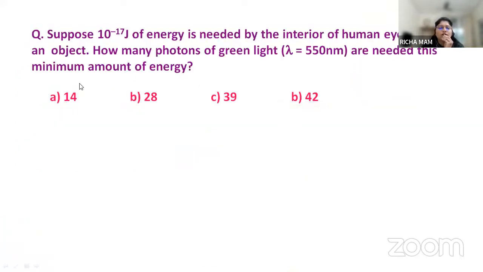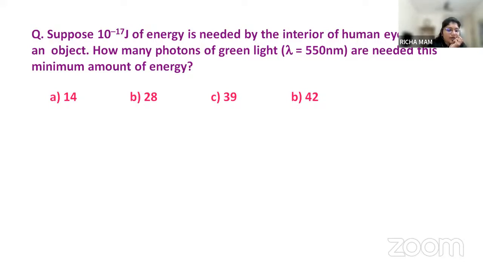Okay, we have a question now, based on electromagnetic radiation. We have seen some about electromagnetic radiation, remember? So let us solve. Suppose 10 raised to minus 17 joules of energy is needed by the interior of the human eye to see an object. How many photons of green light, that is lambda is equal to 550 nanometer, are needed? This is the minimum amount of energy. A 14, B 28, C 39, and D 42.